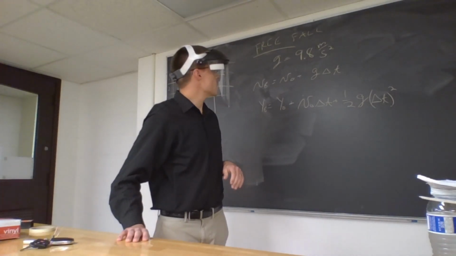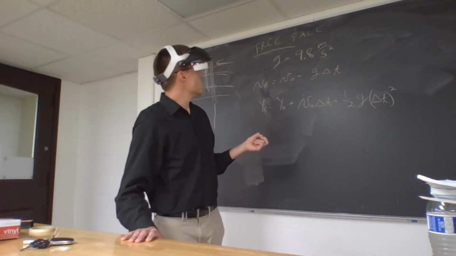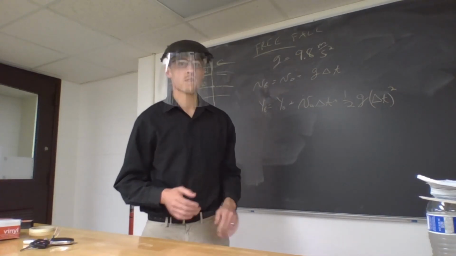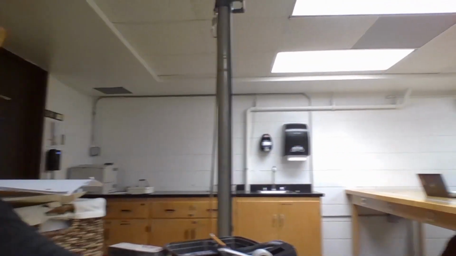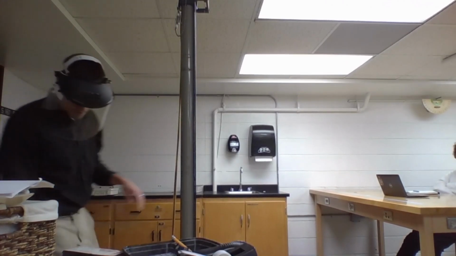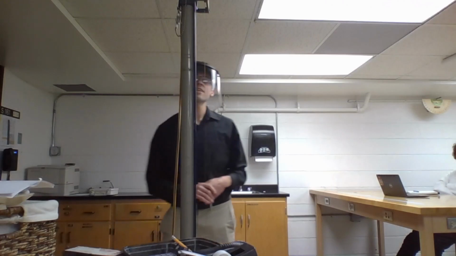Now we're going to perform an experiment where we're going to measure g. We're going to use this instrument over here, which is called the Bare Free Fall Apparatus. This is something that Galileo would have killed to have one of these. So it's a pretty simple thing.